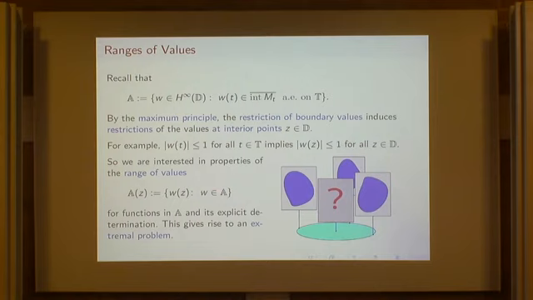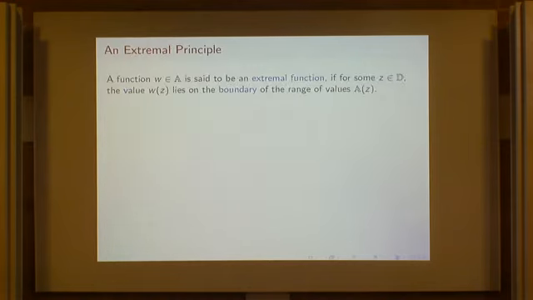So we pick a point Z, say the origin here, inside the disk, and consider all values of functions in A at this point. This is some well-defined set. And the question is, how does it look? Can you guess it? Of course, we are interested in extreme functions which attain values at the boundary of this range of values. It is not clear from the beginning that such functions exist at all. I mean, this set could be an open set somehow, and no values at the boundary are attained. But the question is interesting.